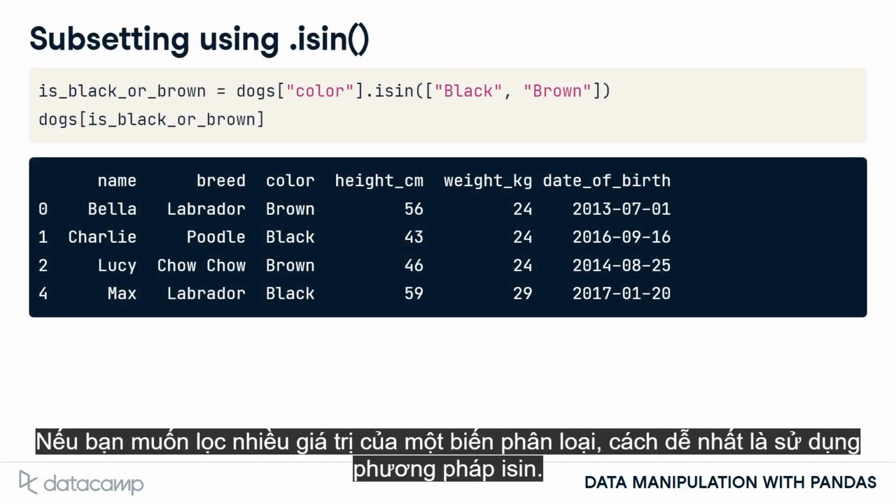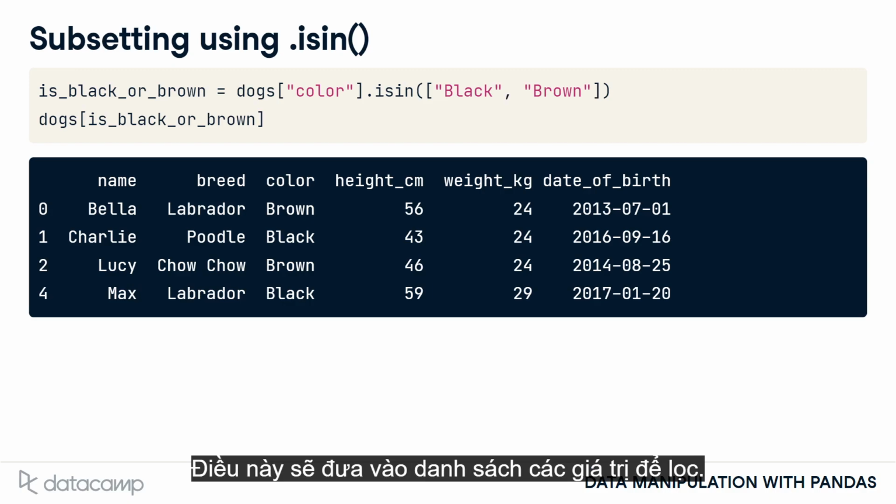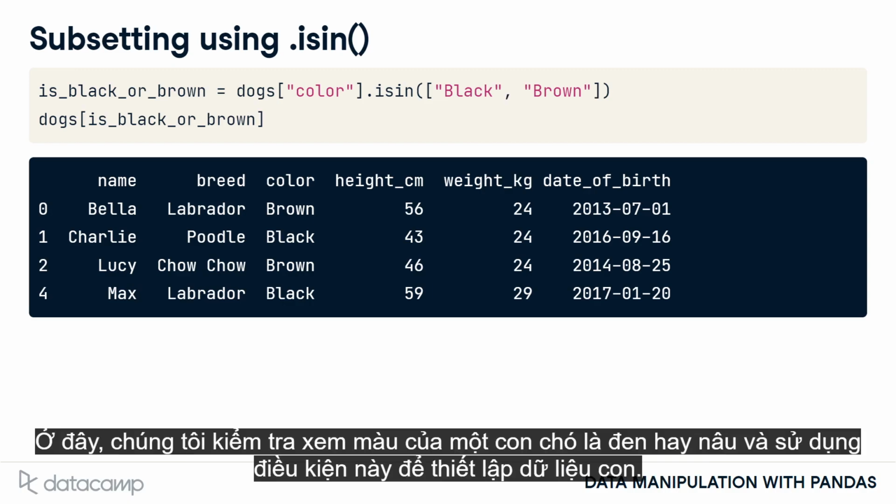If you want to filter on multiple values of a categorical variable, the easiest way is to use the isin method. This takes in a list of values to filter for. Here, we check if the color of a dog is black or brown, and use this condition to subset the data.